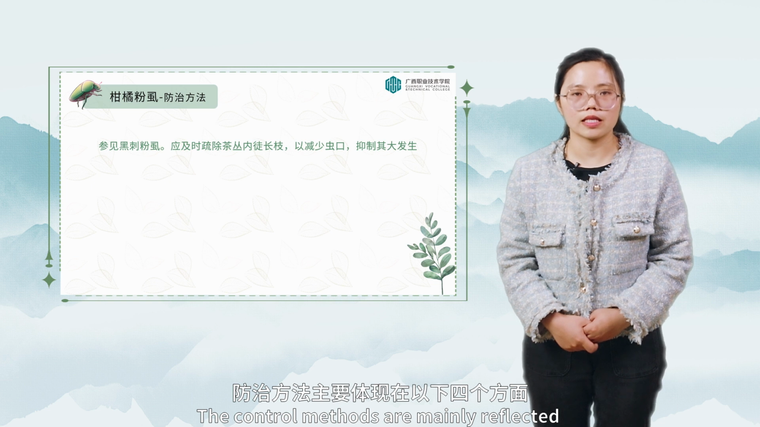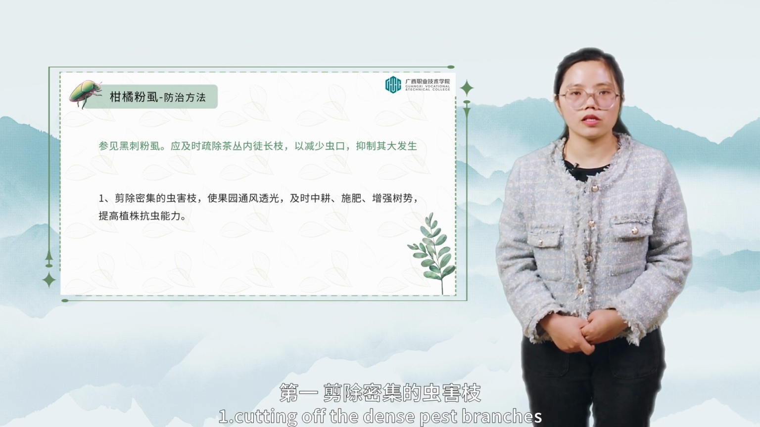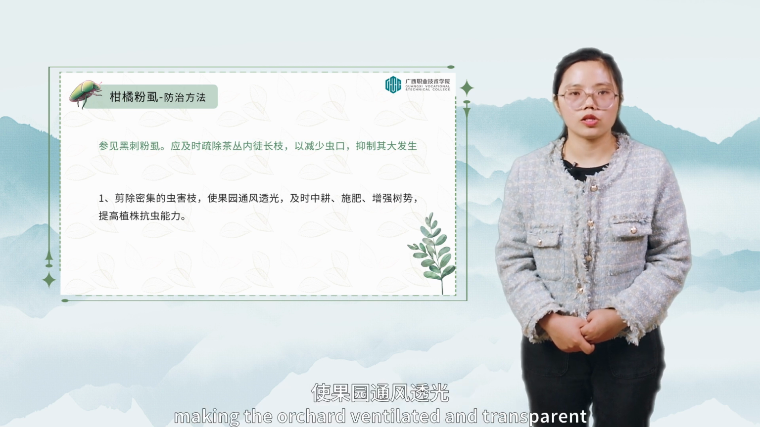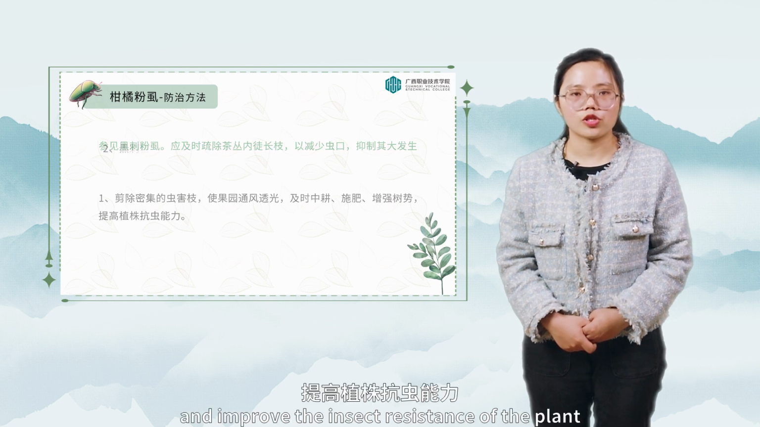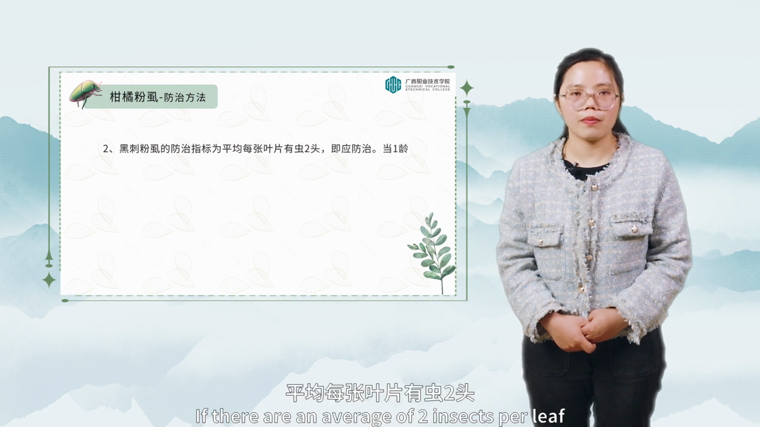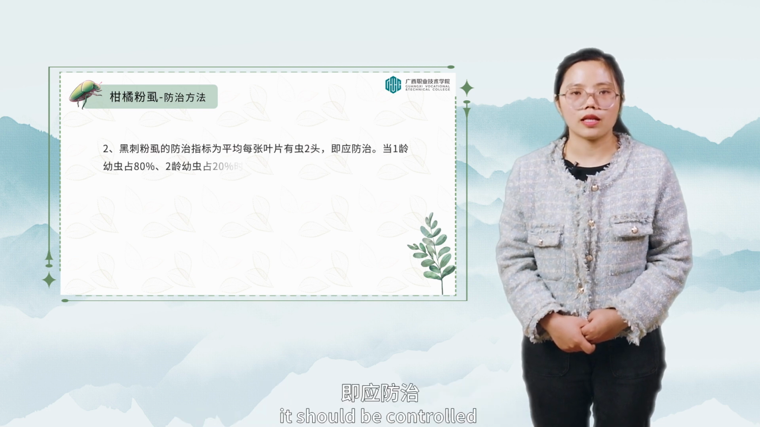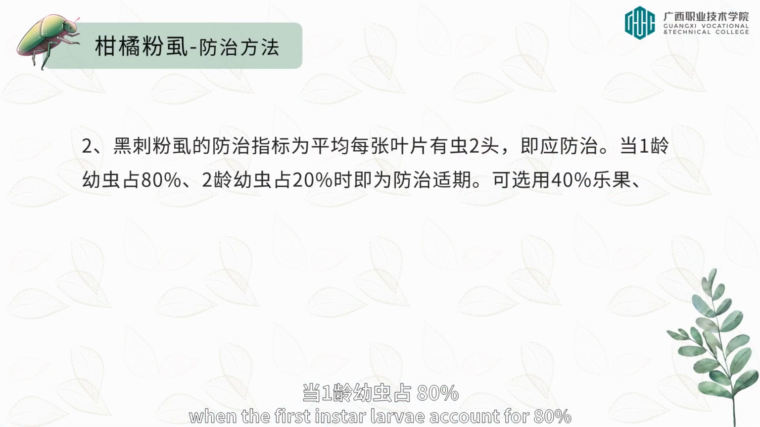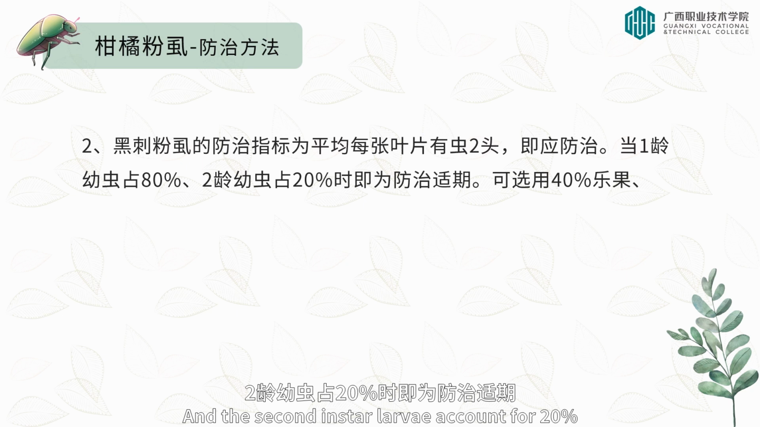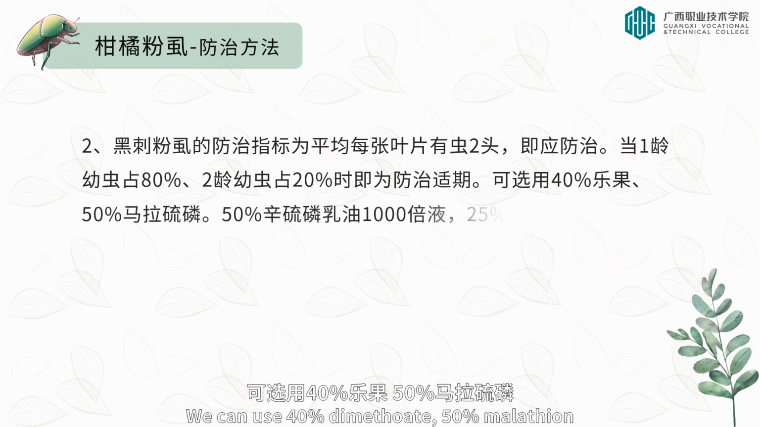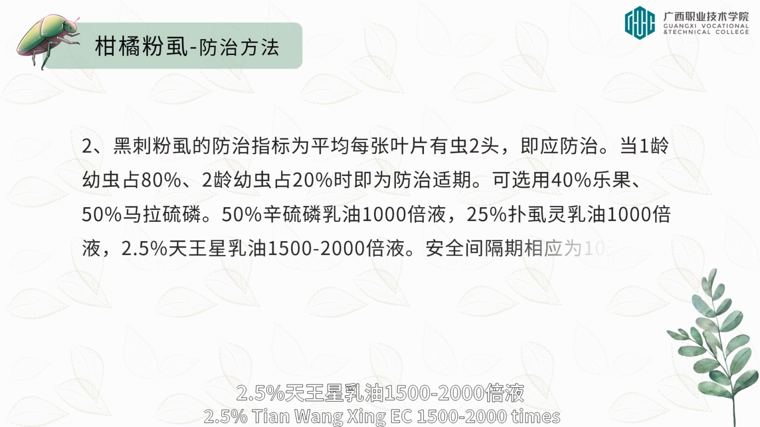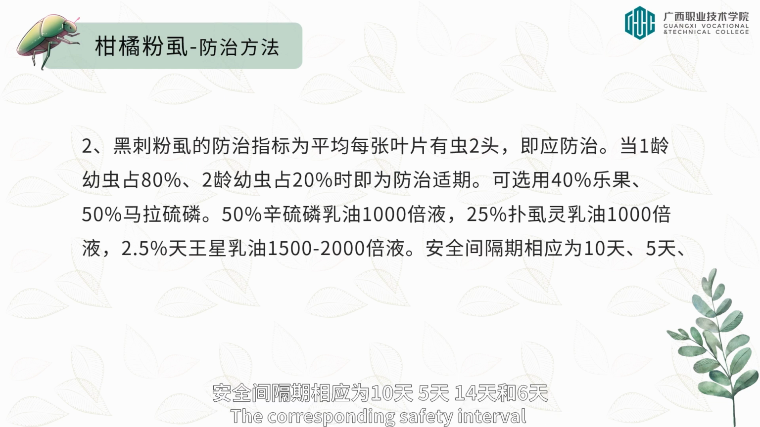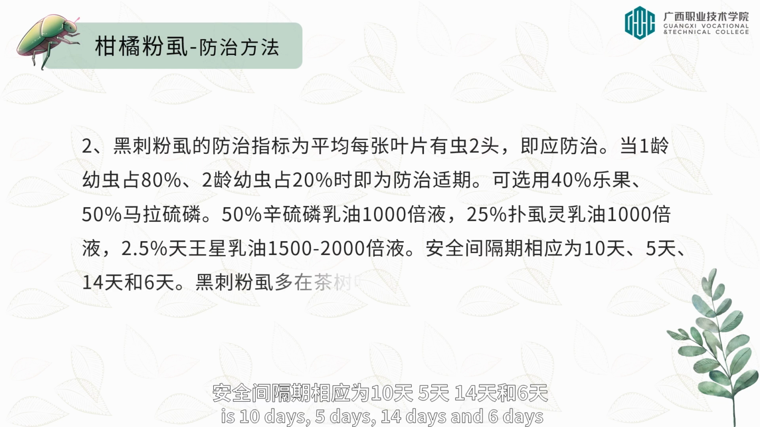The control methods are mainly reflected in the following 4 aspects. 1. Cutting off the dense pest branches, making the orchard ventilated and transparent. Timely plowing and fertilization to enhance the tree vigor and improve the insect resistance of the plant. 2. The control index of the spiny whitefly is that if there are an average of 2 insects per leaf, it should be controlled. When the first instar larvae account for 80% and the second instar larvae account for 20%, we can use 40% dimethoate, 50% malathion, 50% foxim EC 1000 times, 25% foxim EC 1000 times, and 2.5% Tianwangxing EC 1500 to 2000 times. The corresponding safety intervals are 10 days, 5 days, 14 days, and 6 days.